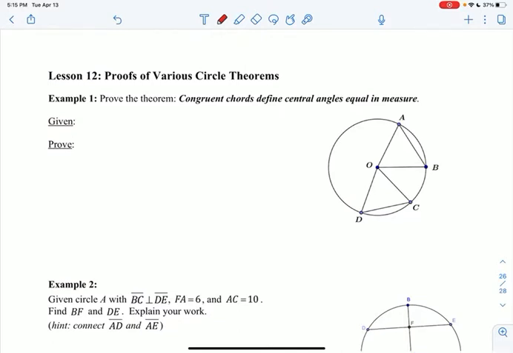So AB is a chord, all right, I'm going to trace that. And CD is a chord. So that's my given. My given is AB is congruent to CD. Now, what I want to prove is that the central angles are equal. So I want to prove that angle AOB and angle COD are congruent to each other.